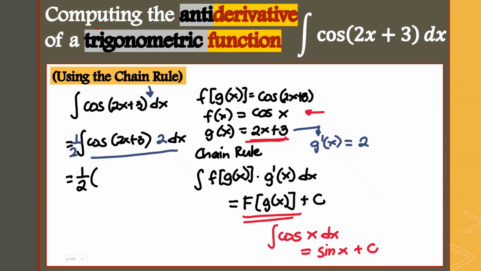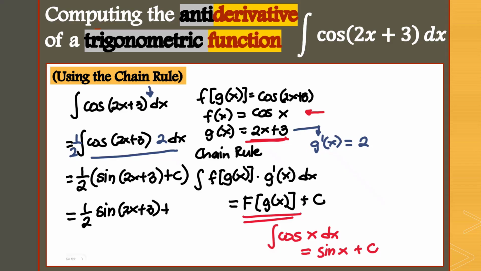That would mean here you have 1/2 times sine of your angle, no longer x, but 2x plus 3, and then you have plus c. Multiplying 1/2, you will get here 1/2 sine of 2x plus 3 plus 1/2 of c, or generally, we use an arbitrary constant c. This is the antiderivative of the given trigonometric function, which uses the chain rule, and this is the answer for this item.